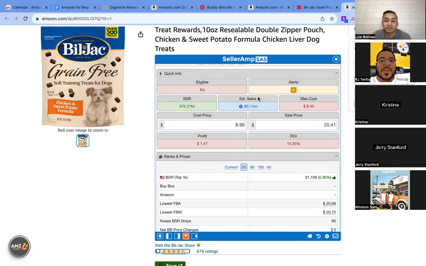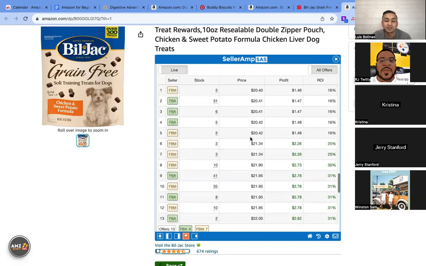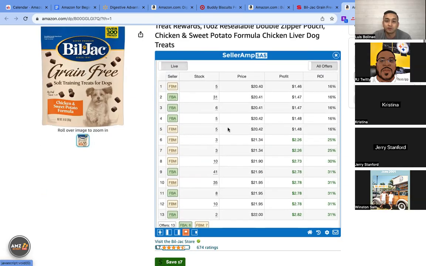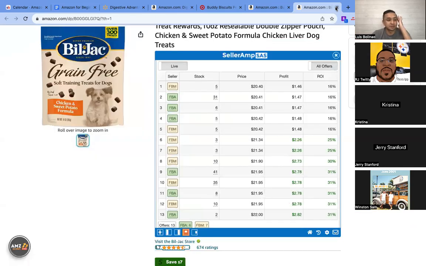So 40 sales a month, a 16% ROI with this many people. And to me, the answer is no, because I've seen better. Meaning I've seen products with 40 sales a month and there's only 3 sellers on there. Make sense? Okay, next one.